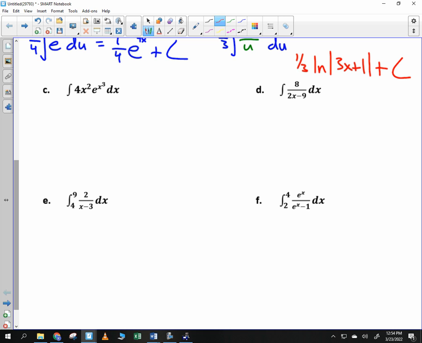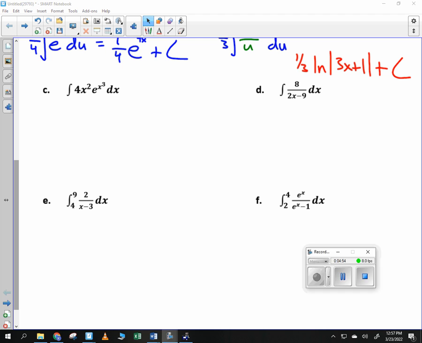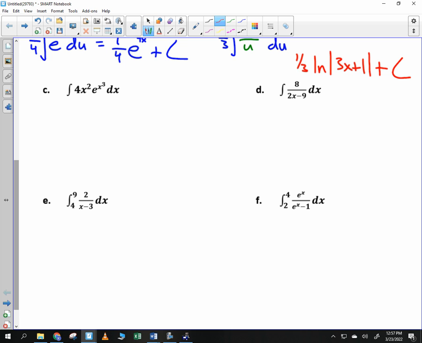Letter C and letter D are very similar to the two we just did. I would like you to try those two on your own. Ready, set, go. Okay, let's see what you got.